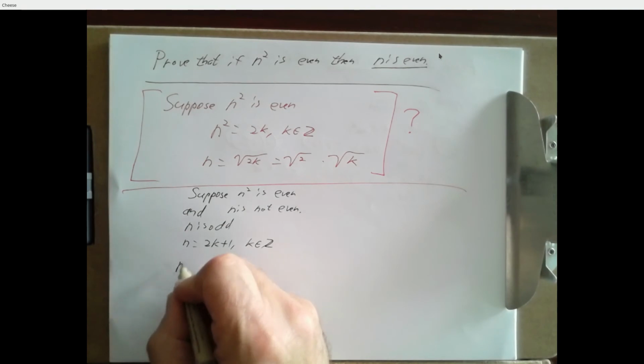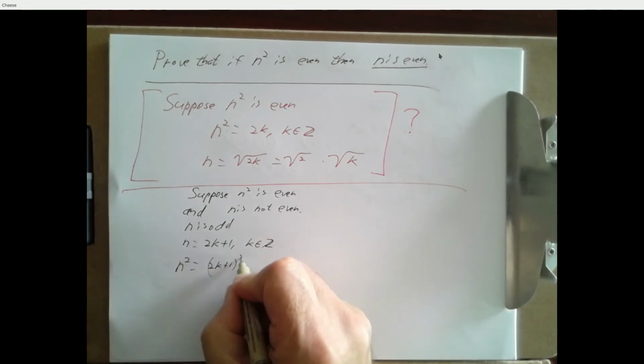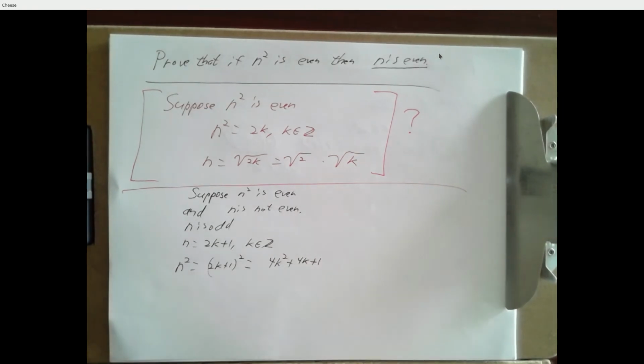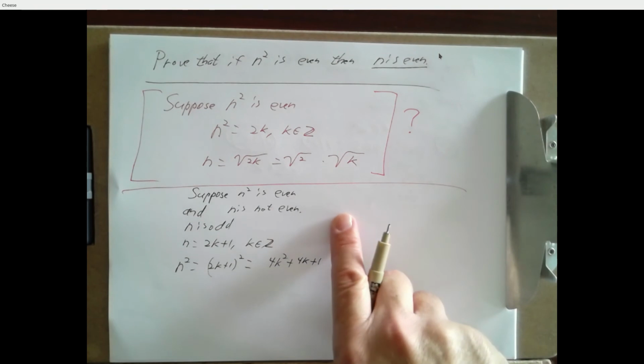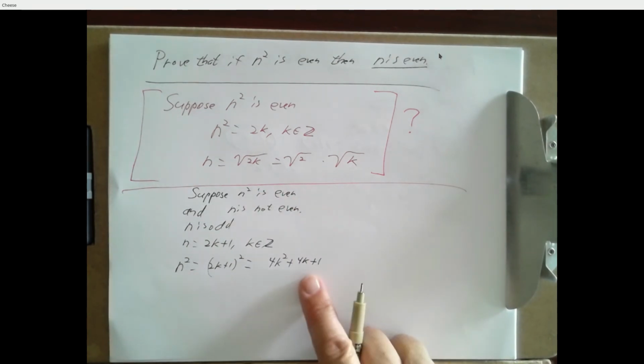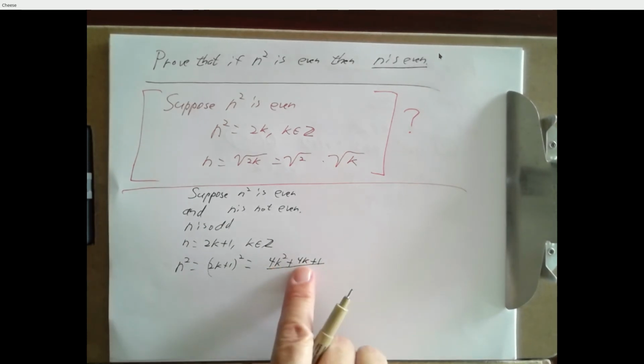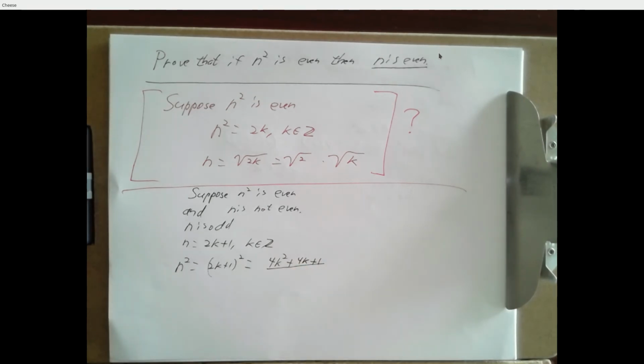And, well, let's go ahead and square that. So it's 2k plus 1 squared, which is 4k squared plus 4k plus 1. And I'm looking for a contradiction. And I've got n squared written as something that doesn't look like twice an integer. But we know that n squared is supposed to be even, so this might be where a contradiction can come in. n squared is even, but n squared is also 4k squared plus 4k plus 1. To me, this is an odd number. Because I know 4 times something is even, 4 times something is even, and an even plus an odd is odd. Well, I know that because I've done this before.